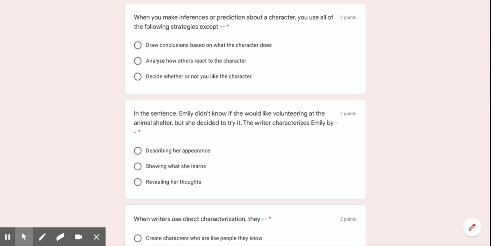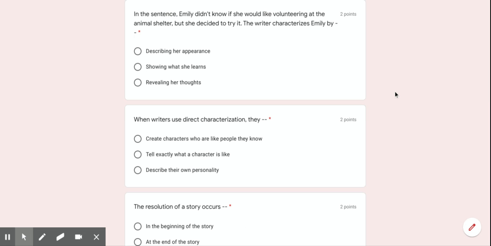When you make inferences or predictions about a character, you use all of these strategies except. So which one do you not use? A, draw conclusions based on what the character does. B, analyze how others react to the character. Or C, decide whether or not you like the character. So which one of these would you not use?